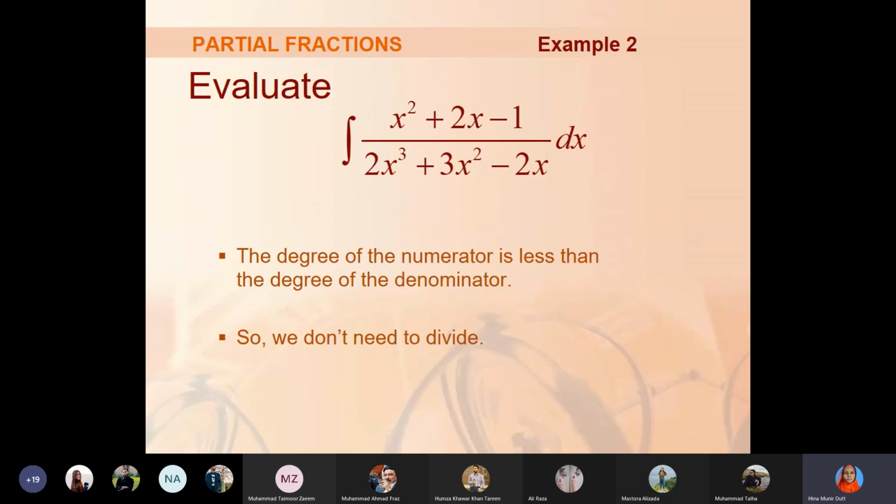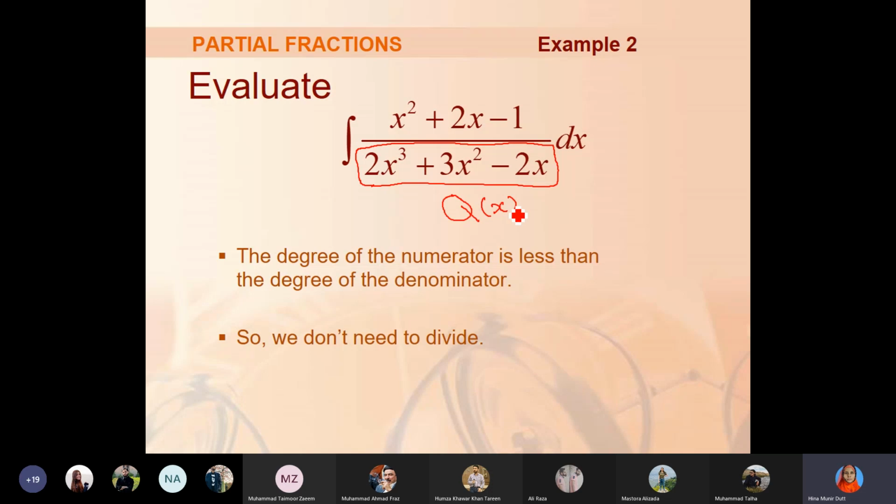Let's see an example. Example 2. For the first case, first of all, the preliminary step is to check whether the function is proper or improper. Is it proper? Yes, it's a proper fraction. No need to do the long division. Now the second step is to factorize it. So factorize this q of x: 2x cube plus 3x square minus 2x.